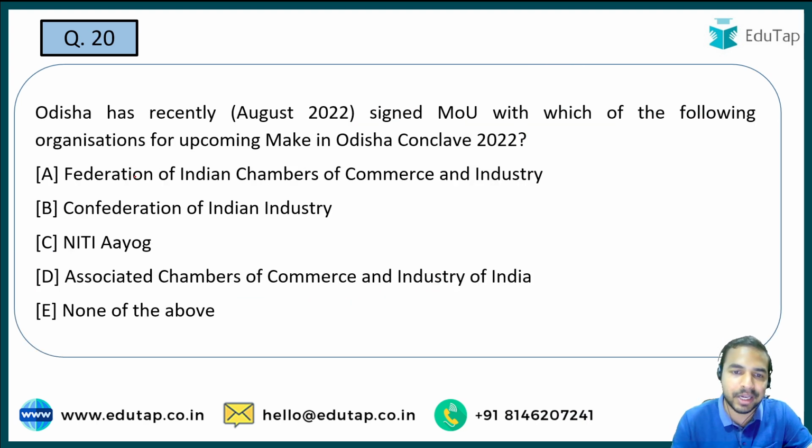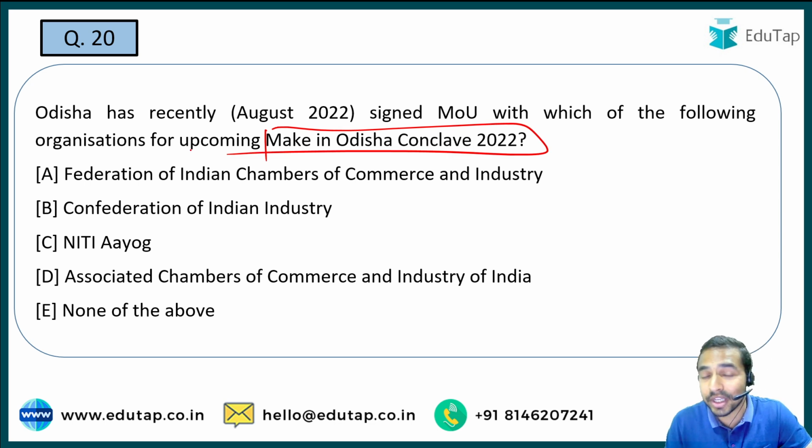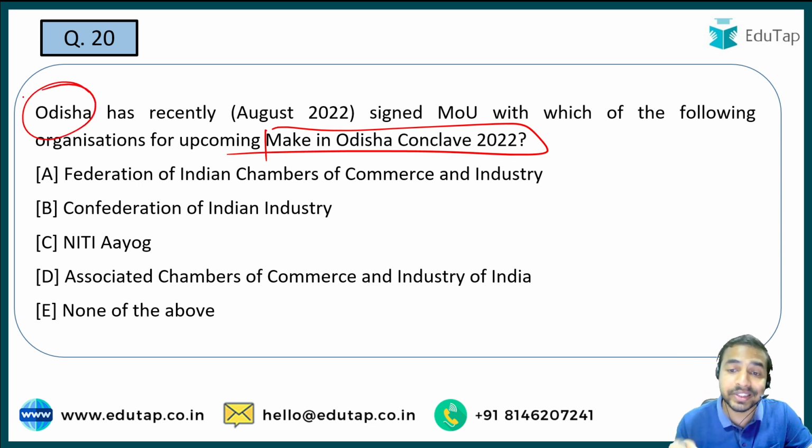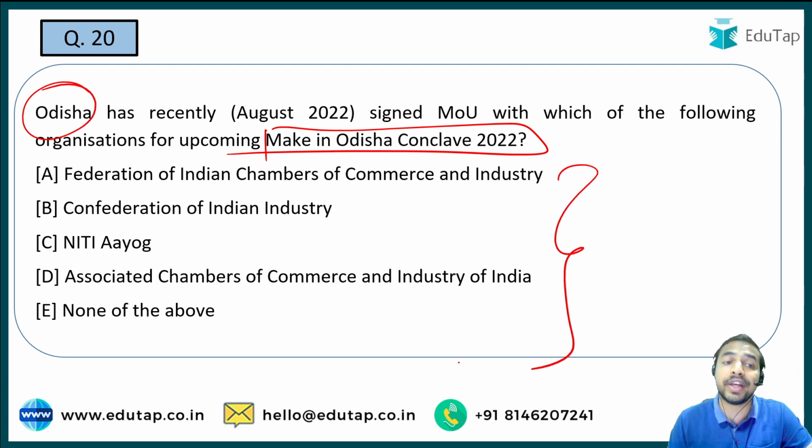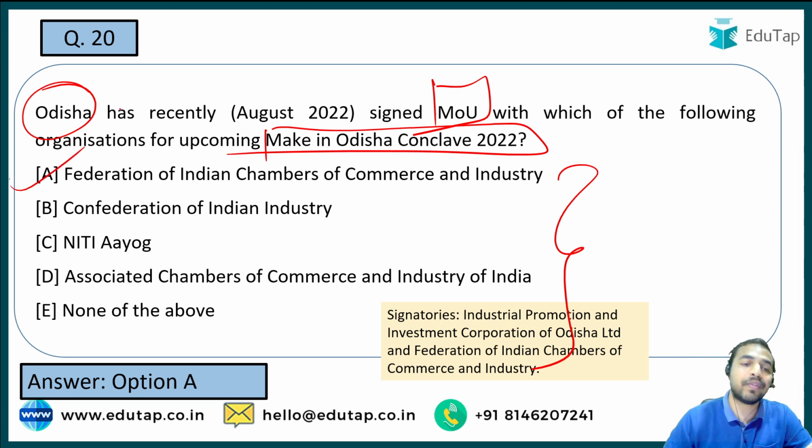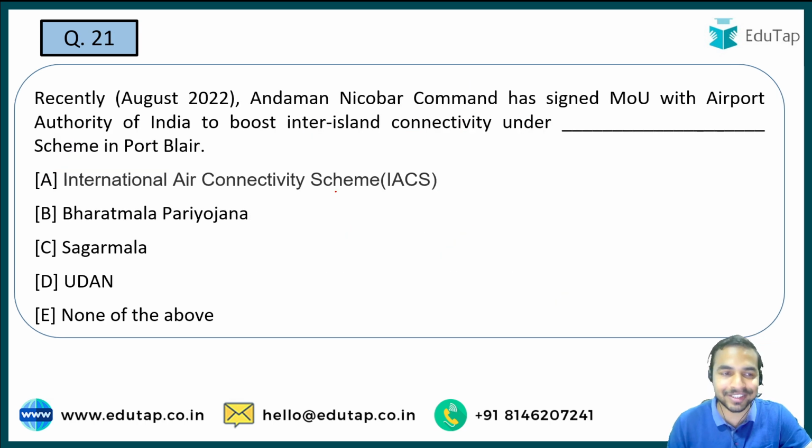So we all know that recently the Make in Odisha Conclave 2022 has been taking place. For this, Odisha has signed an MOU with which one of the following organizations for this Make in Odisha Conclave 2022? You are just required to tell me the name of the body with which the Odisha government has signed this MOU. And guys, here the options are FICCI, CII, Niti Aayog, Associated Chambers of Commerce and Industry of India, then none of the above. So guys, we all know that whenever there is an MOU, you are required to remember the name of the party. So one party is Odisha, the second party is the Federation of the Indian Chambers of Commerce and Industry, that is FICCI. Okay, I hope this is clear. Let's move on to the next question.